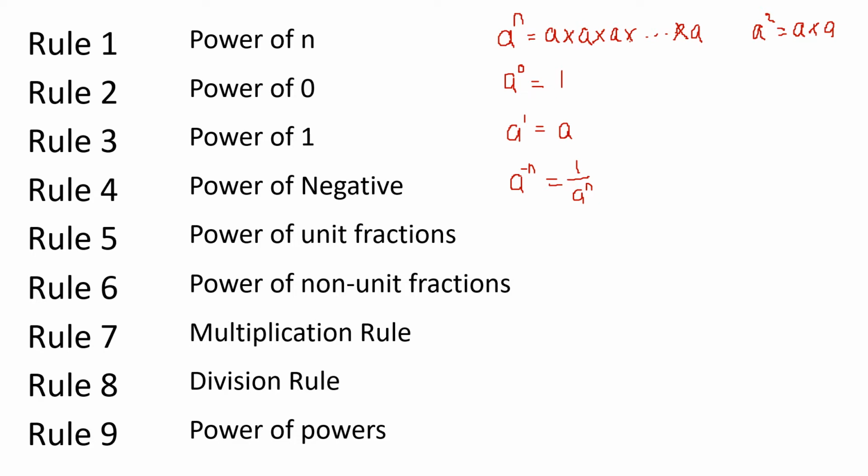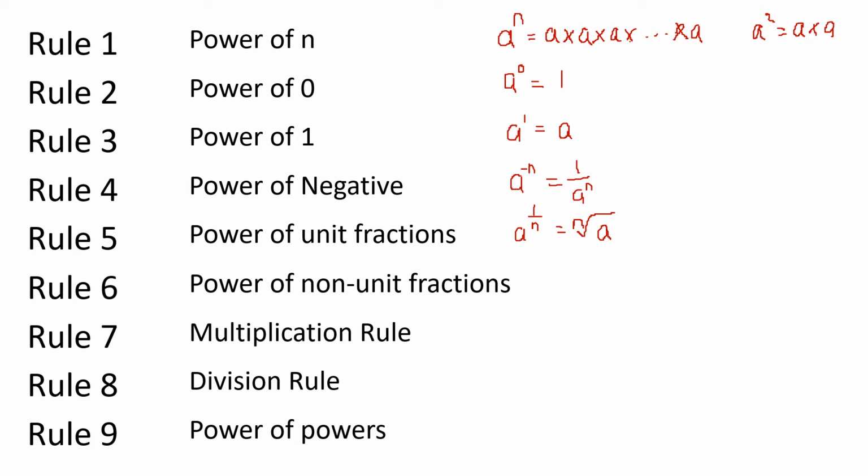Rule 5, the power of unit fractions. So this would be a to the 1 over n. Whenever we have a number to a fraction, it means that we can write it as a surd or the root of something. So it would be the nth root of a, n being the root that it is. So if n is 2, we are square rooting it. If it's 3, cube rooting it, and so on.